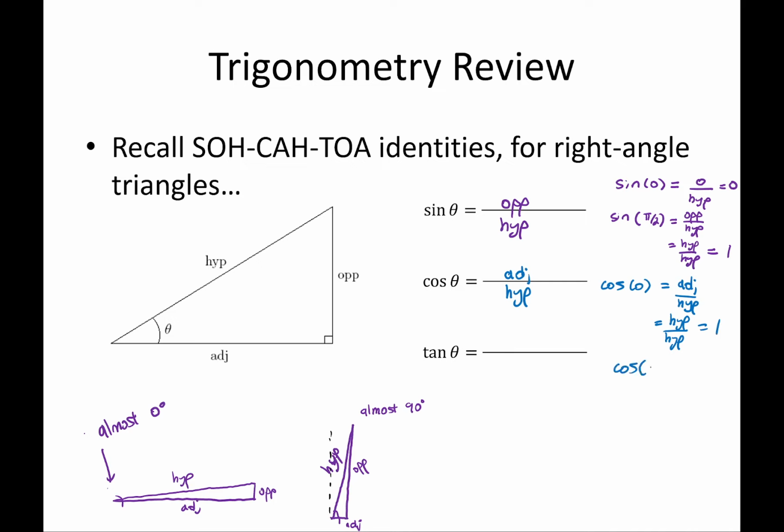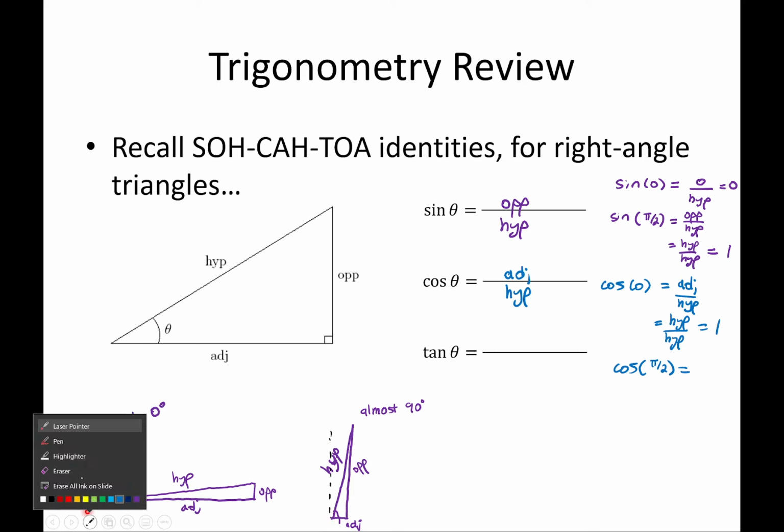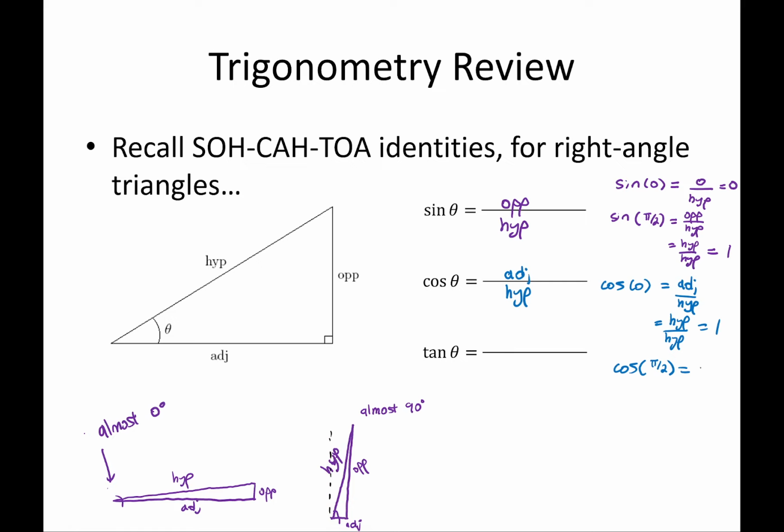But for cosine of pi over 2, the opposite thing is going to happen. Let's go back to the second picture now. So cosine is adjacent over hypotenuse, and in the second picture, as we swing this angle straight up, the adjacent shrinks down to nothing. So 0 over hypotenuse, which is 0.